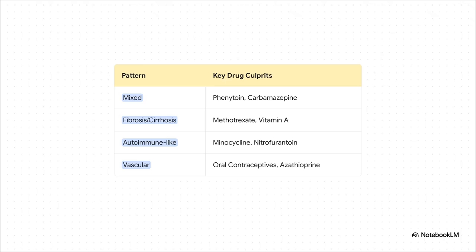Some drugs can even cause long-term scarring or fibrosis, like methotrexate, and others can trick the body into launching an autoimmune attack on the liver. It really just hammers home how incredibly versatile this great mimicker truly is.